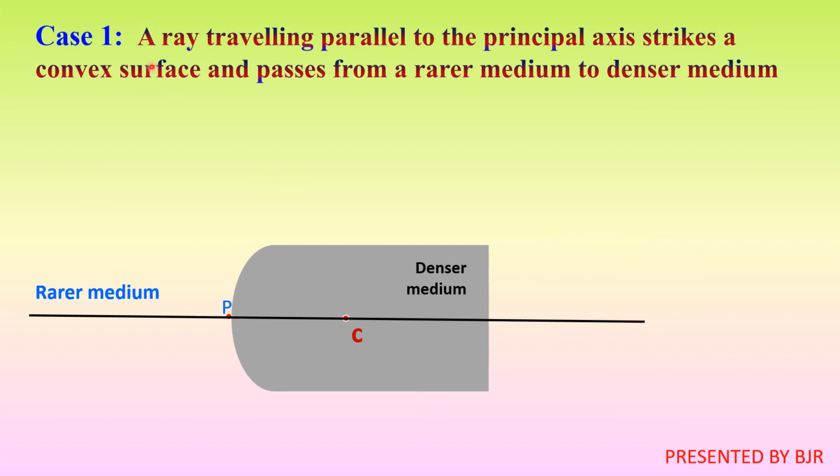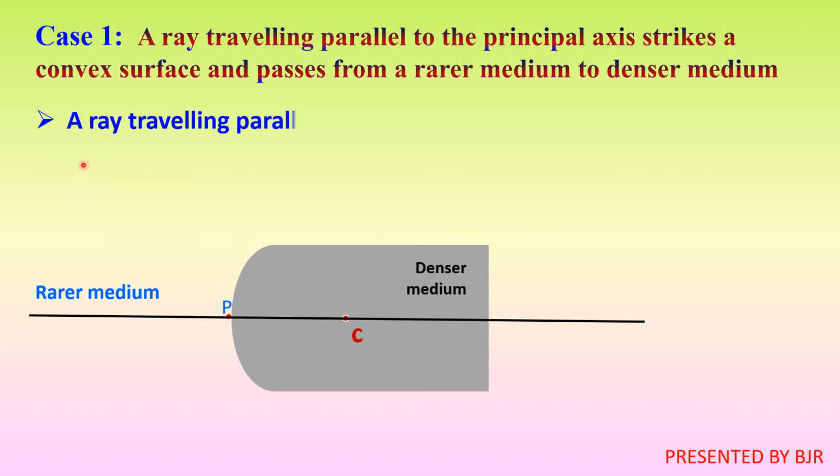You see here, a ray is traveling parallel to the principal axis. A ray comes like this and strikes a convex surface, because the incident ray is coming like this. With respect to the incident ray, this curved surface is a convex surface. With respect to the incident ray only, we have to decide which type of surface it is.